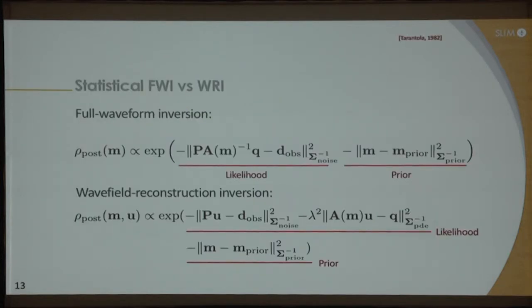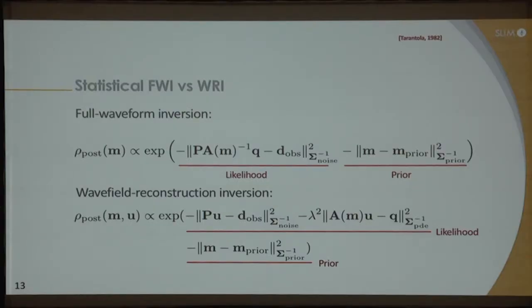Then let's go to the statistical form. For the traditional FWI, you can write the statistical form from Bayesian inference, so you have the likelihood term and the prior term. But in WRI, we add the PDE misfit term also into the likelihood term to help us reduce the uncertainties. The posterior distribution we want is of m, so we need to integrate over u to get the posterior distribution of m.